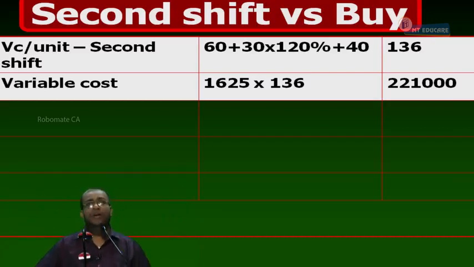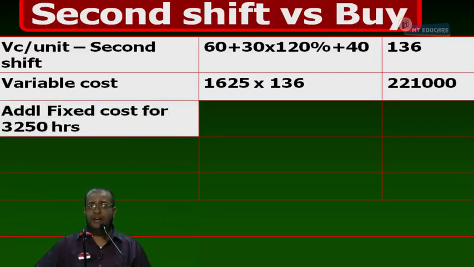Is that the only cost? No. Apart from that, what cost? Fixed cost. Additional fixed cost for 3,250 hours. Tell me how I got 3,250 hours. In bracket write 1,625 units into 2 hours. That is 3,250 hours. Accepted? Now, every 1,000 hours, 3,000 rupees.